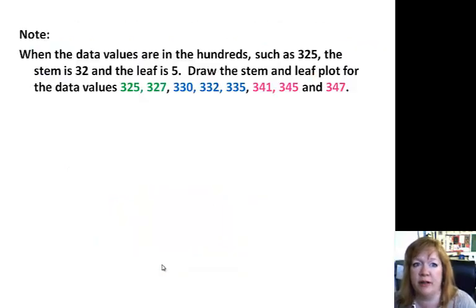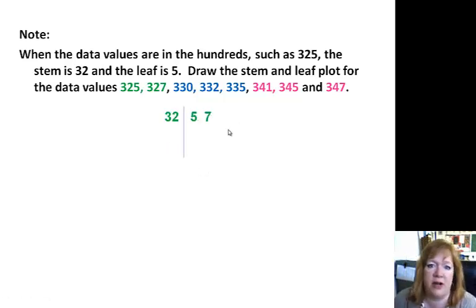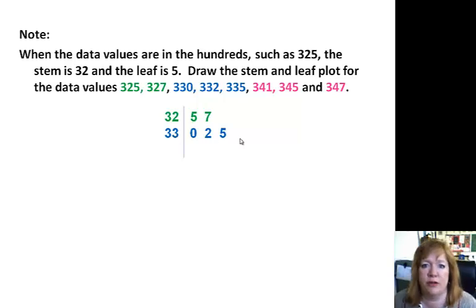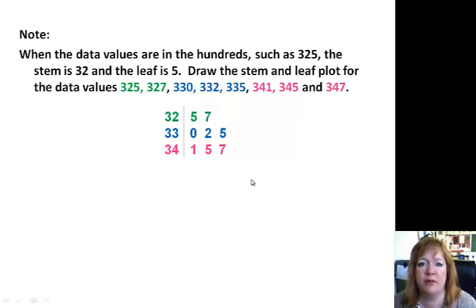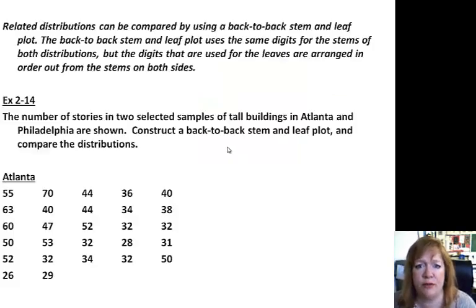All right, note, when the data values are in the hundreds, the stem is 32, so you still use the 10 spot there. So when we're doing the stem and leaf plot for some of these data values, we'll start with the hundreds. So we'll have 32 as our stem, 33 as our stem, 34 as our stem. So if we're doing these, you'd start with 32, 5, 7, 33, 0, 2, 5, 34 would be 1, 5, and 7. And if you have any trouble with this, please let me know. I can show you easy, because if it's not clicking yet, it'd be very easy for me to show you.